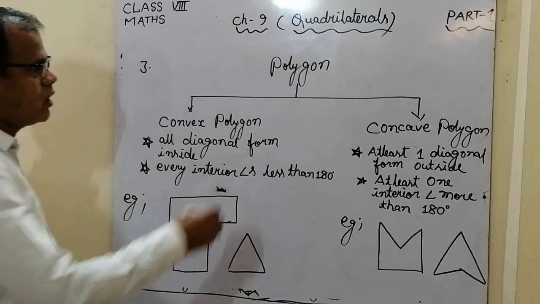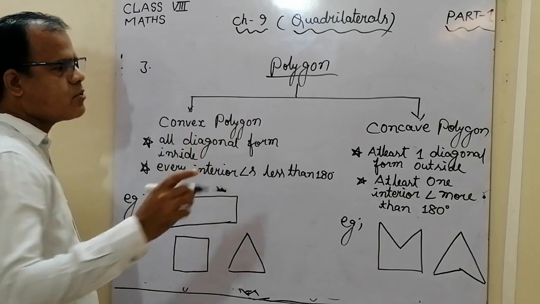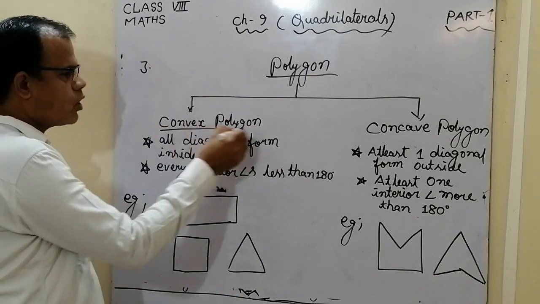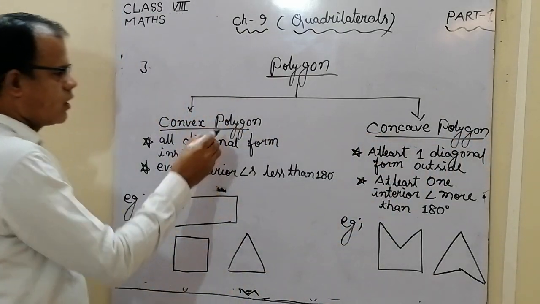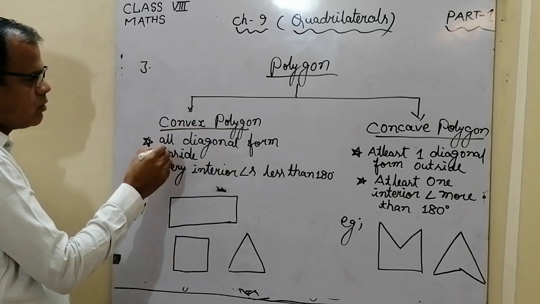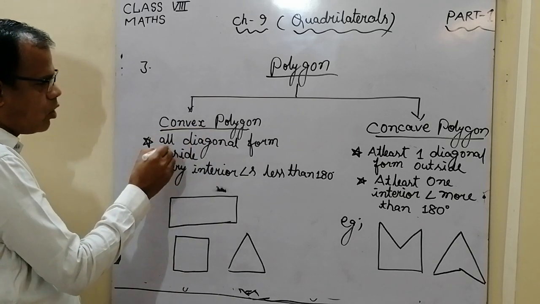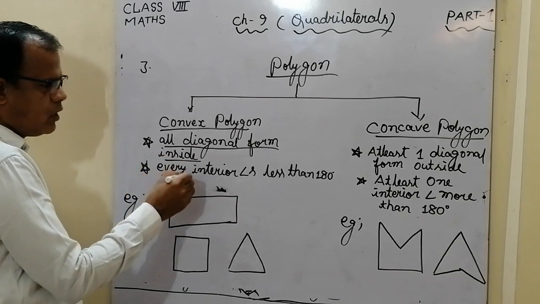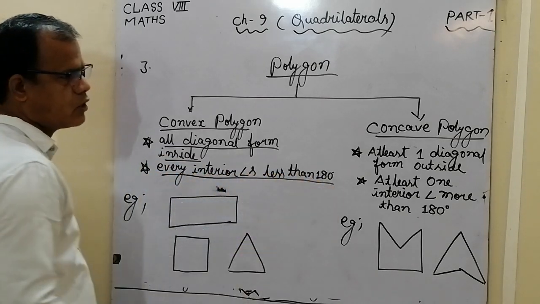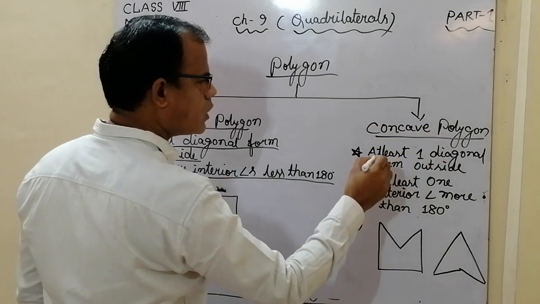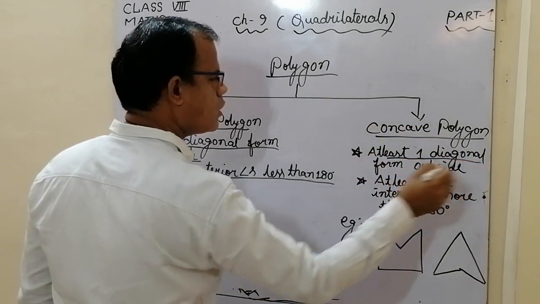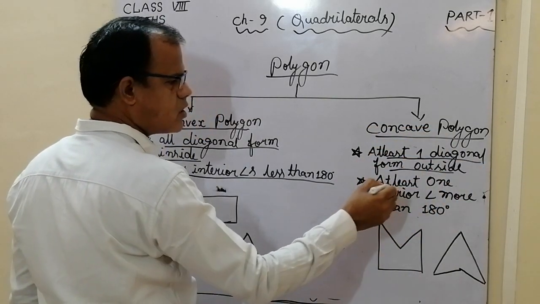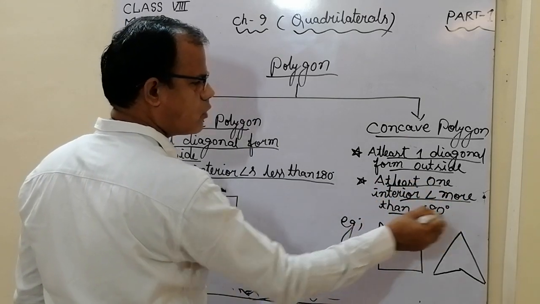Yes student, next polygon. There are two types of polygon: convex polygon and concave polygon. In a convex polygon all diagonals form inside, and every interior angle is less than 180. In a concave polygon at least one diagonal forms outside, and at least one interior angle is more than 180 degrees.